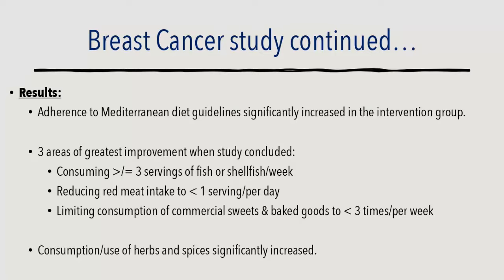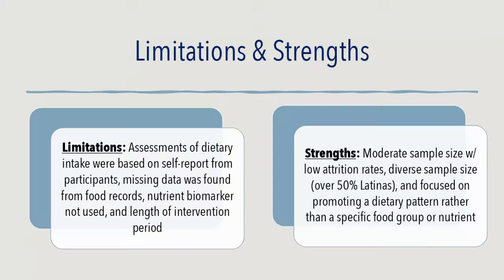All right, so the results: there was a very significant increase of adherence to the Mediterranean diet in the intervention group. Three of the greatest improvements from the study were that they were consuming greater than or equal to 3 servings of fish or shellfish a week, they reduced red meat intake to less than 1 serving per day, and limited consumption of commercial sweet and baked goods to less than 3 times per week. And overall consumption and use of herbs and spices also did significantly increase.